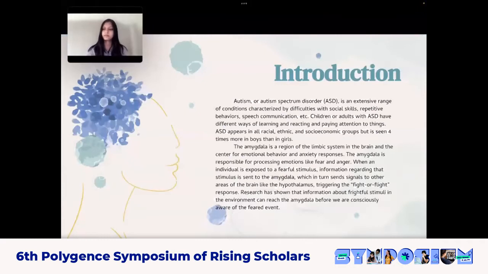Introduction. Autism spectrum disorder, or ASD, is a spectrum of conditions characterized by difficulties in social functioning, repetitive behavior, speech, communication, etc. The range of symptoms that one individual with ASD has may not necessarily be the same symptoms another person with the disorder has. The amygdala is a bean-sized region of the limbic system in the brain and is responsible for processing emotions like fear and anger. When an individual is exposed to a fearful stimulus, information about that stimulus is sent to the amygdala, eventually triggering a response after the amygdala sends further signals.